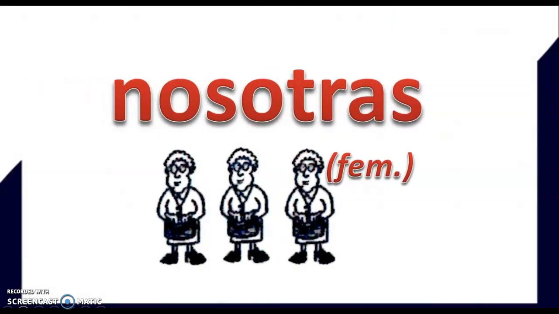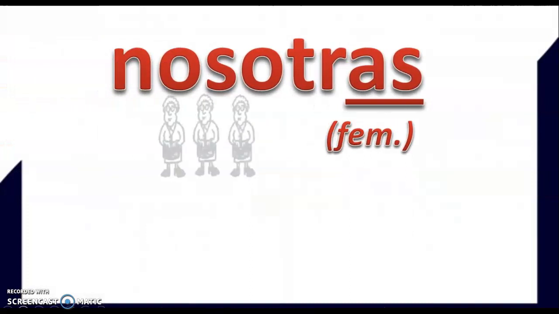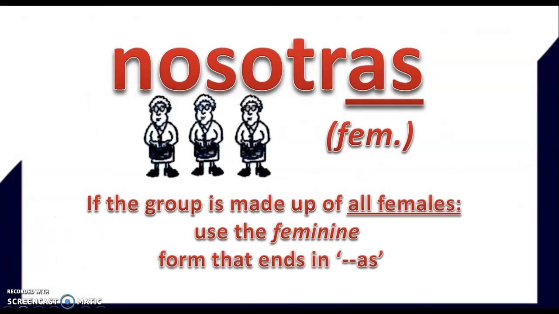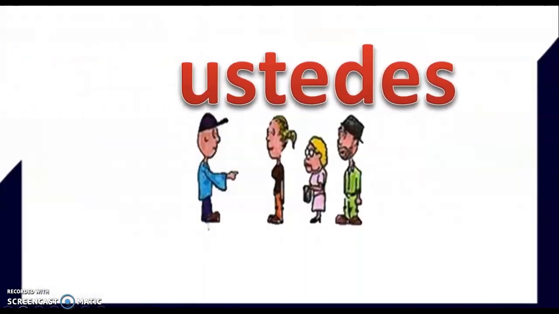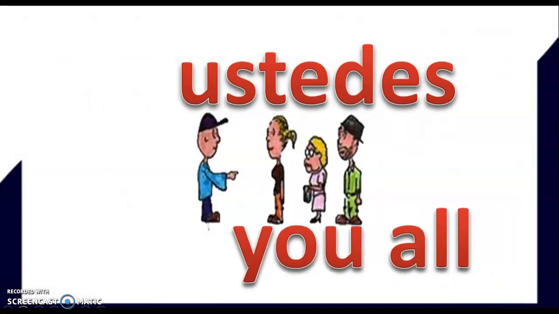The feminine form is nosotras. Nosotras also means we. You would use nosotras if the group is made up of all females. Then you would use the feminine form that ends in AS. Ustedes is the pronoun that means y'all.